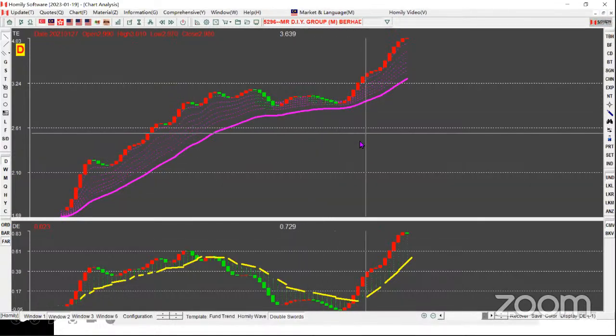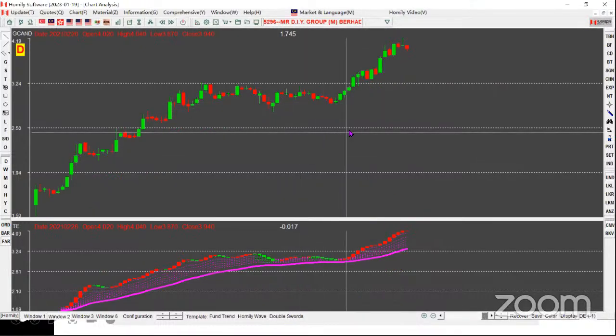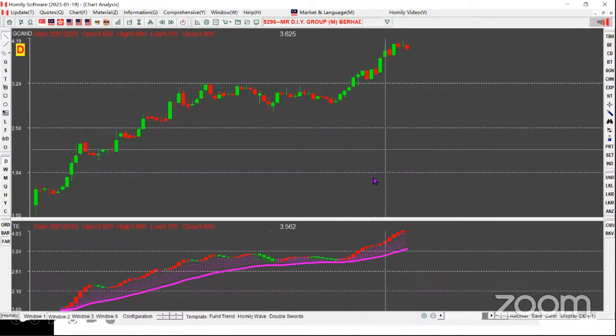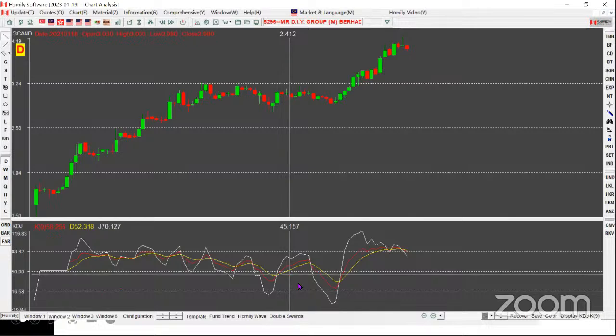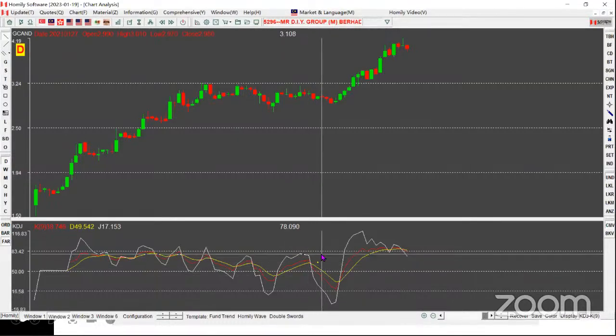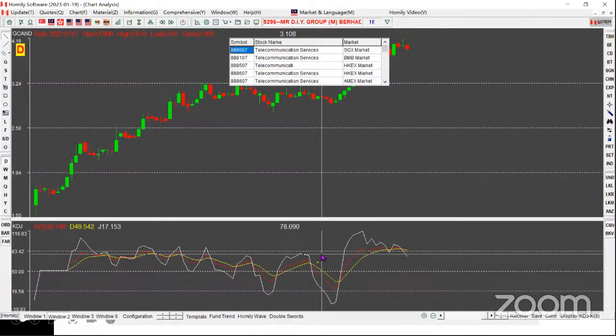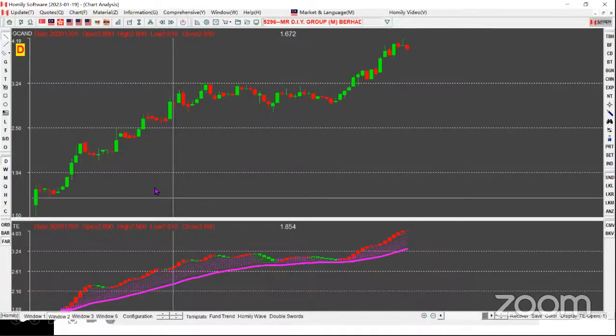Question: how to put the first as candle, the second as trend expert? Normally when we open the indicator, the first one is the candle chart, but the second one maybe is MACD or some other indicator, for example KDJ. If you want to put trend expert, then just double click window 2, the second window, then key in TE directly, key in TE and space enter, then you will turn to trend expert.